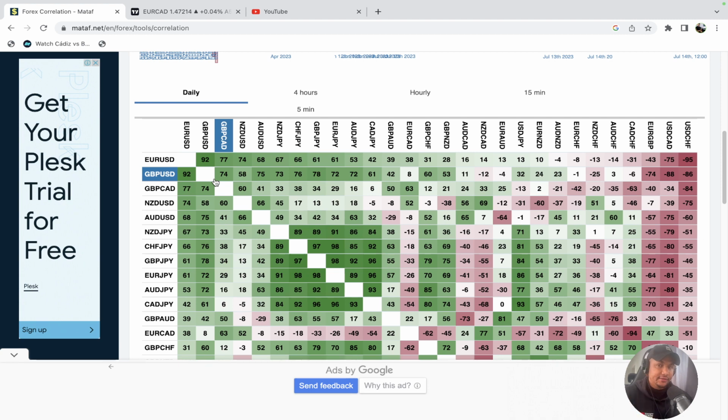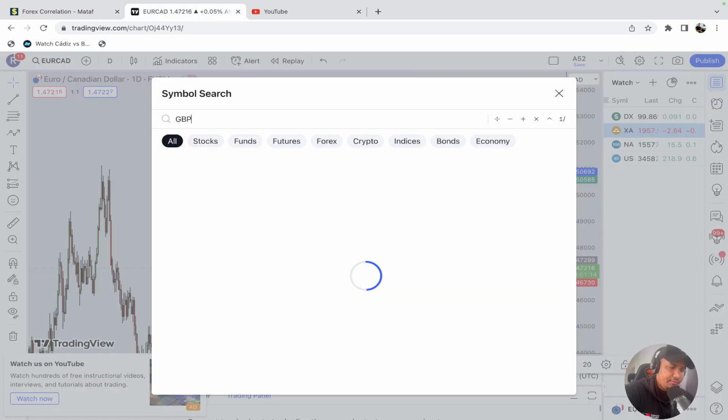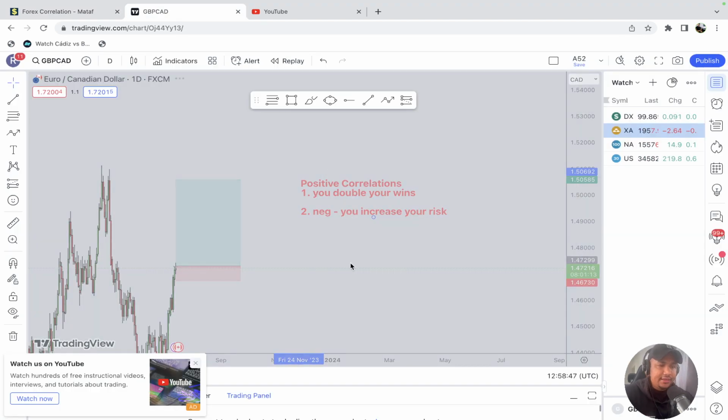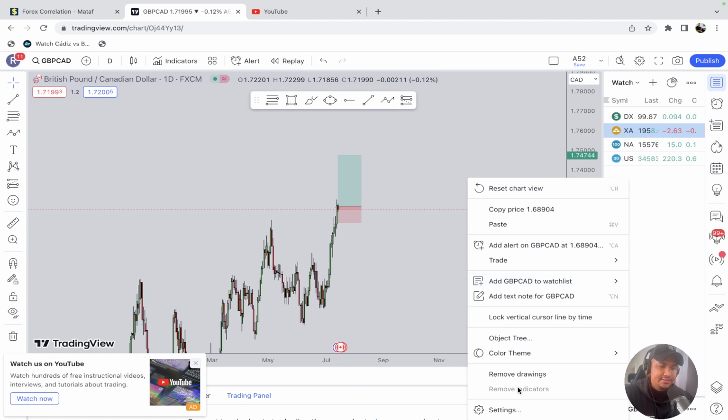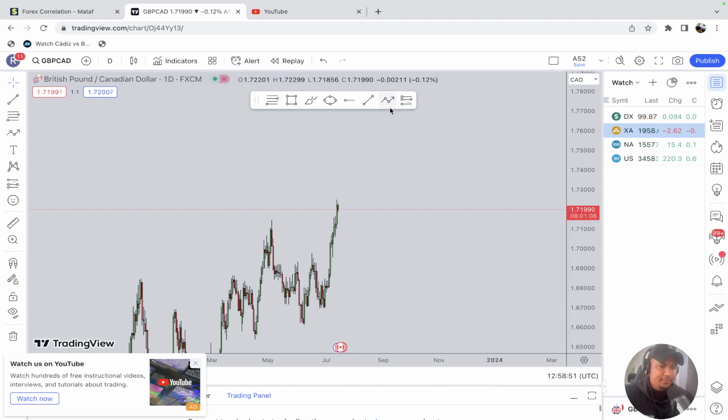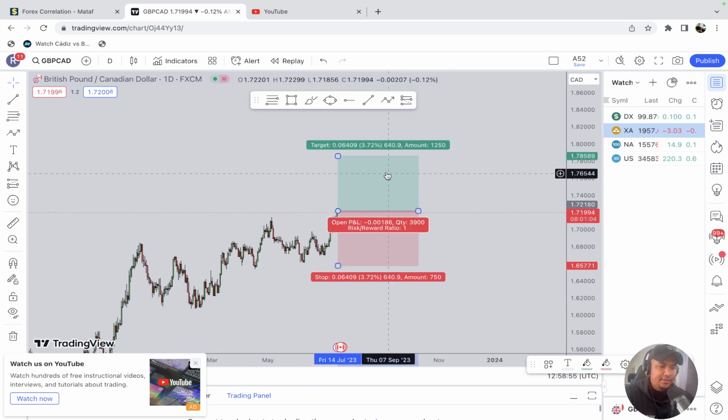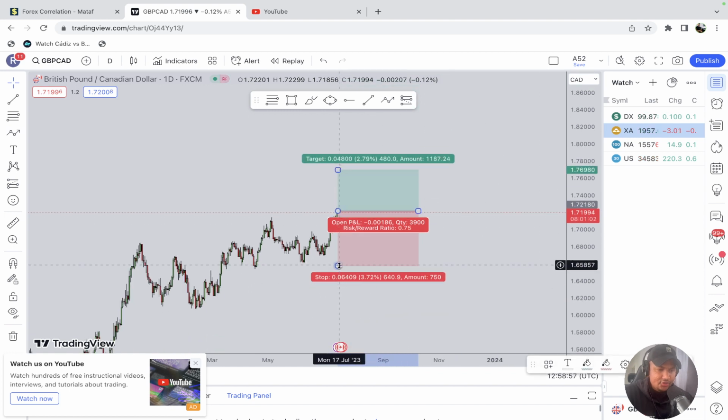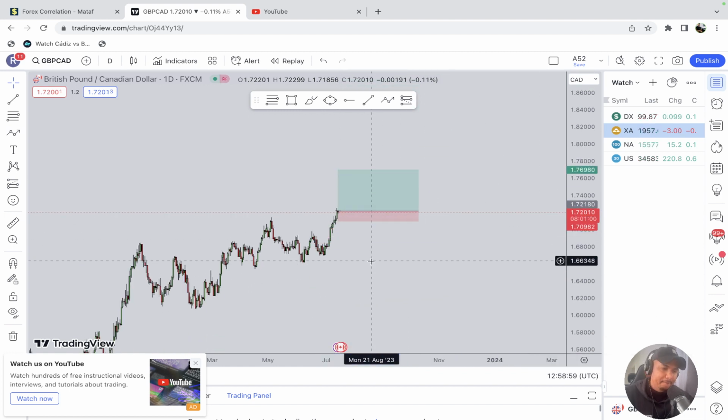They are negatively correlated. Now let's use the same example. You're sitting in your most favorite signal group, and the guy sends a signal. He says, buy GBP CAD. Right now, he says buy, and you enter your buy position.